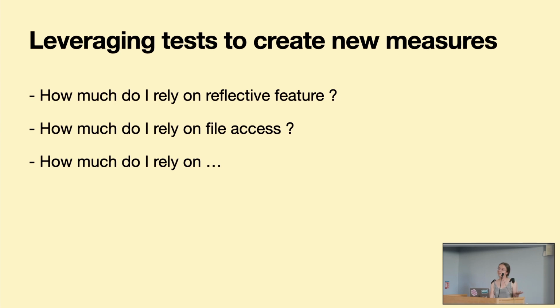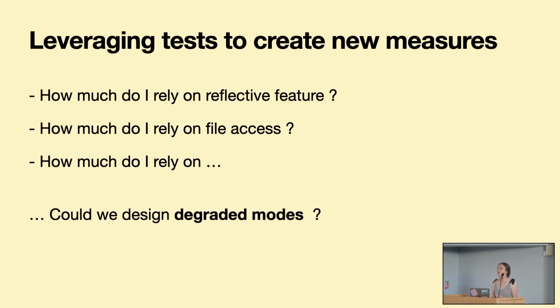The idea is then, maybe after, once I have that, could we design degrading modes for Pharo libraries? If, for example, you don't want the library to use some features, you say, I don't want you to use that, can the rest still work? Would that be an option?